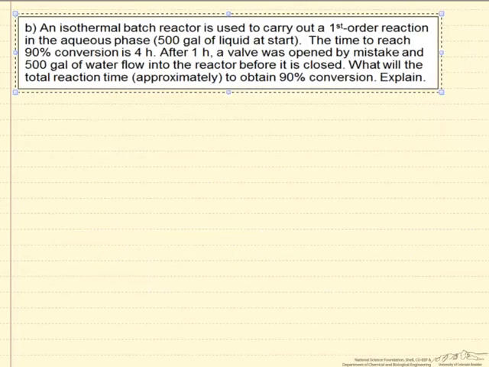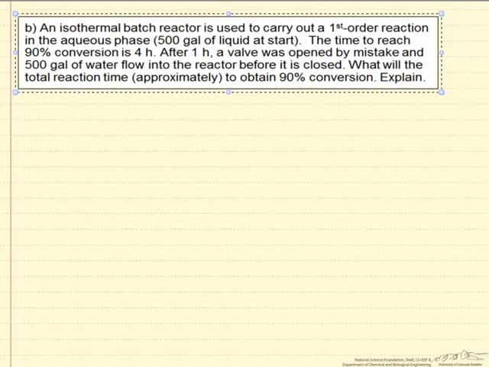In this next problem, we have an isothermal batch reactor, and we're carrying out a first order reaction in the liquid phase, and we have 500 gallons of liquid at the beginning. And we know from previous measurements that it takes 4 hours to get to 90% conversion.